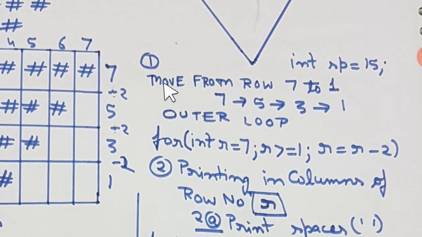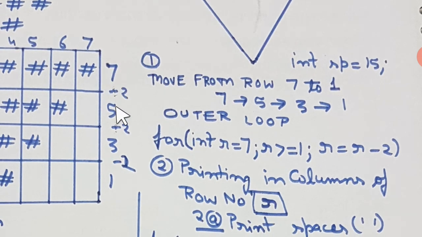As I told you, I have taken the row numbers 7, 5, 3 and 1 with some reason. So here I have initialized a variable for space, that is int sp equal to 15, semicolon. You can choose your own number, not a problem, but have some sensible value. The first step will be to move from row 7 to 1, and the movement will be like this: 7, then 5, then 3, then 1. That's why I said -2 every time. So this was the outer loop, and after that we have the inner loop.